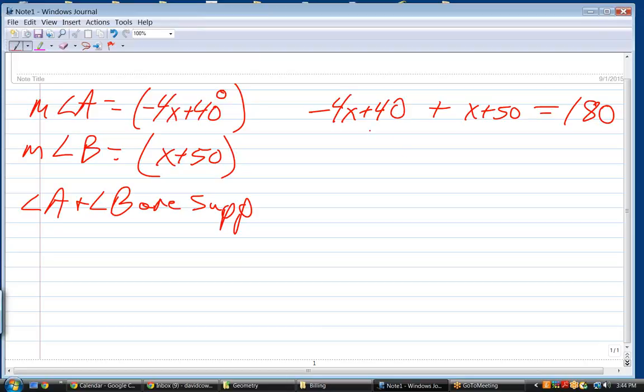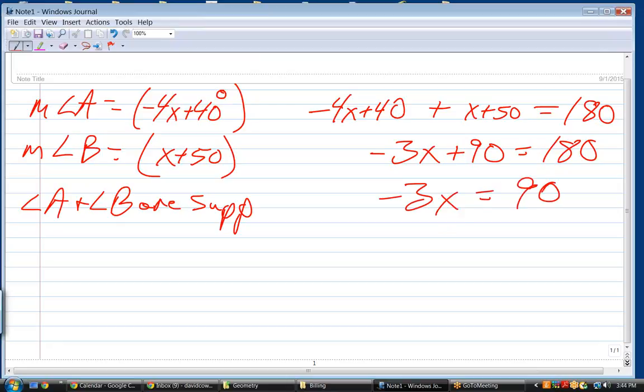Okay? So now, gather variables. What do you have? Negative 3x plus 90 equals 180. So x would equal negative 30. What's x equal? Negative 30. Can x be negative? No. What's that? No. Or yes, it can.